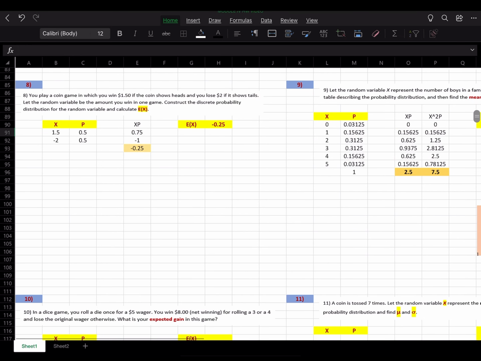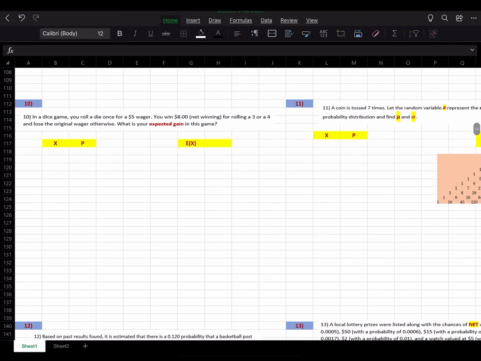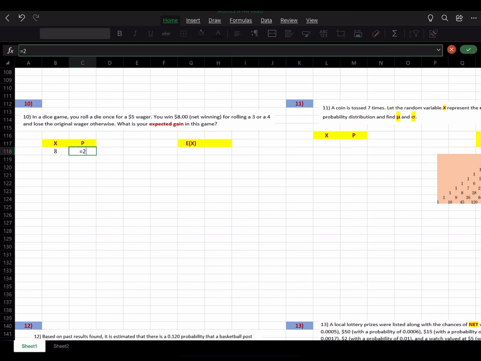Alright, that's number 9. Let's look at number 10. Again, it's a dice game here. Looks like you have 2 outcomes. You have a $5 wager, that's the bet. You win $8 net winning. Okay, so let's just start building this up. You win $8 for rolling a 3 or a 4 out of 6. That means 2 numbers out of 6 numbers, so equals 2 out of 6. That's the probability for winning.